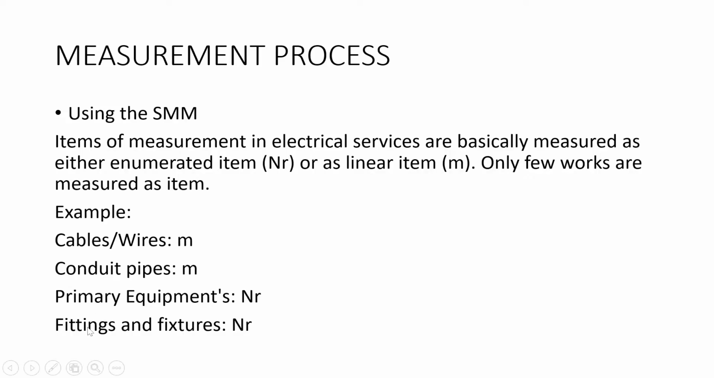And then fittings and fixtures. When I say fittings and fixtures, I mean things like your sockets, your switches, your lights, and so on and so forth. You can categorize them under what? Fittings and what? Fixtures. So they are measured as what? Enumerated items also, meaning that you should just count them and tell us the number.